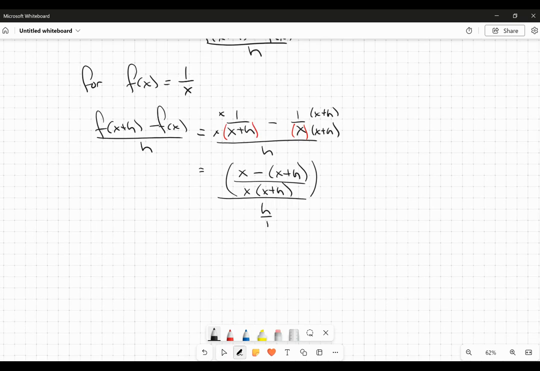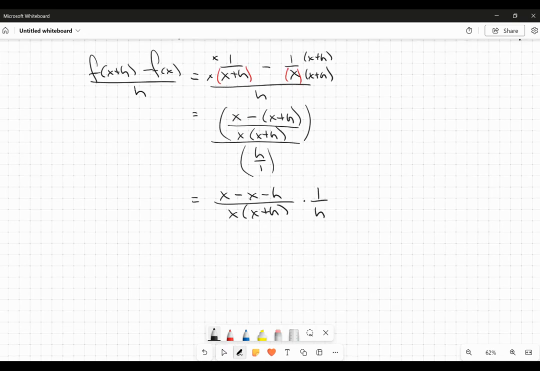And now this is divided by h over 1. So up in my numerator here, I'm going to just distribute that negative through. That's going to be x minus x minus h, all over x times x plus h. And then I had this divided by h over 1, which is the same as multiplying by 1 over h. So basically what I've got here is an h in the denominator.